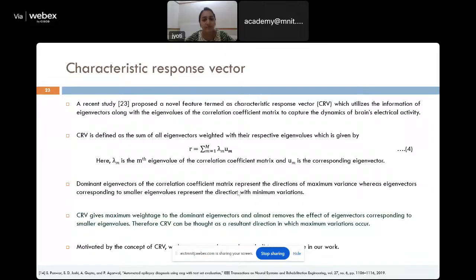Next question is, can we use the CRV value for medical images? Sure. This is just a feature vector. We can use it anywhere. It was proposed by one of my seniors at IIT Delhi, Siddharth Pamar, in our lab. So he has defined this thing.